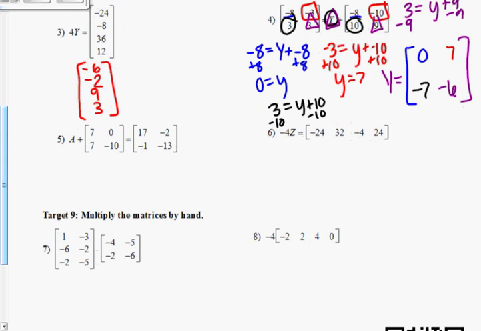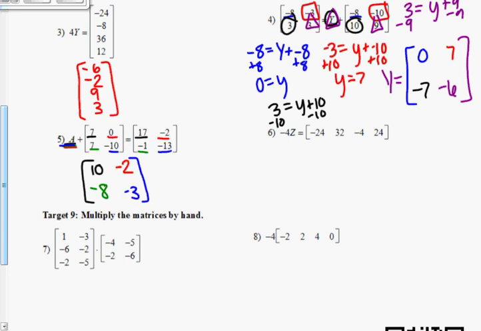On A, you can do the same thing, again writing out those 4 equations, or let's look at this if we just use mental math. I'm looking at what number plus 7 equals 17. I know 10 plus 7 equals 17. Then what number plus 0 equals -2? -2 plus 0 equals -2. What number plus 7 equals -1? -8 plus 7 equals -1. And then what number minus 10 equals -13? -3 minus 10 equals -13.